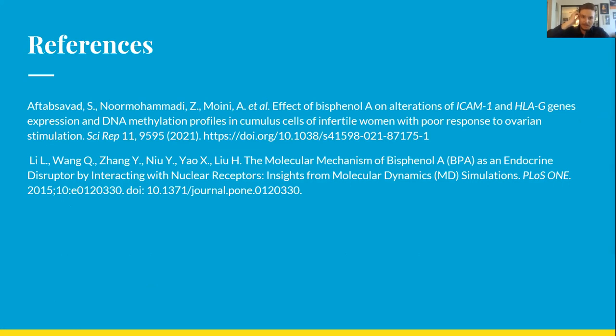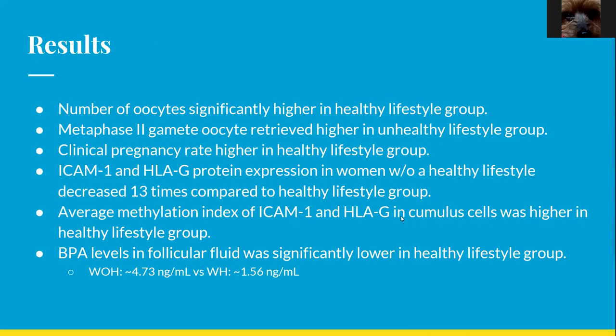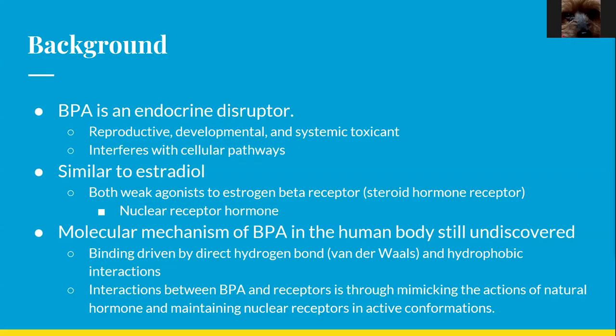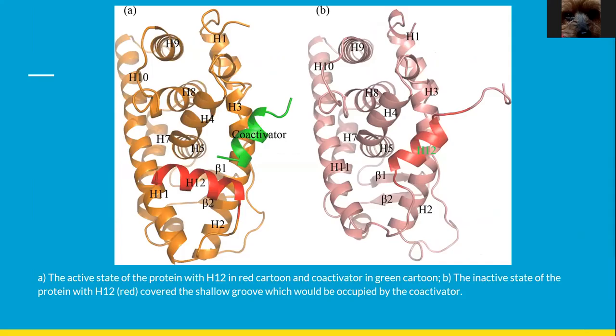I think you already covered it, but I think I missed it. What was the receptor that they were using an agonist for? If you could go back to that. It's just for those specific genes, the ICAM1 and the HLA-G genes. Basically just trying to see how BPA bonds to those receptors that they would normally be working against.